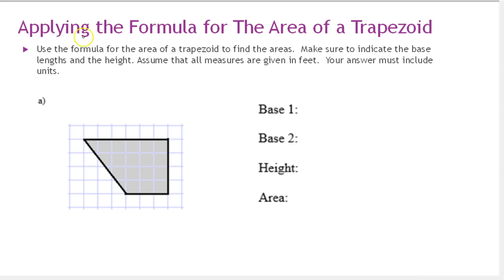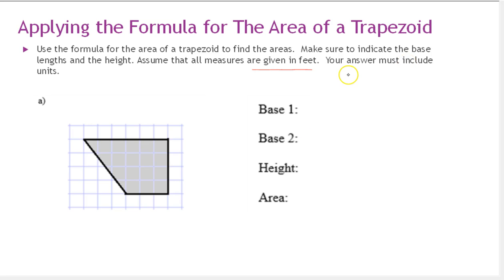In this video, we're going to apply the formula for the area of a trapezoid. Use the formula for the area of a trapezoid to find the areas. Make sure to indicate the base lengths and the height. Assume that all measures are given in feet and your answers must include units.